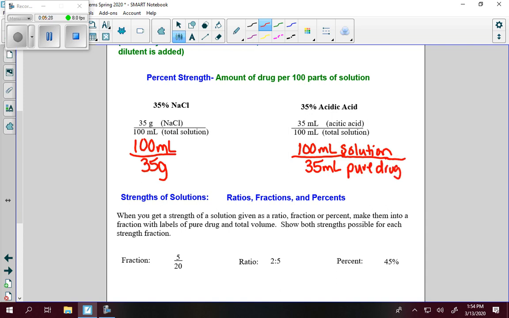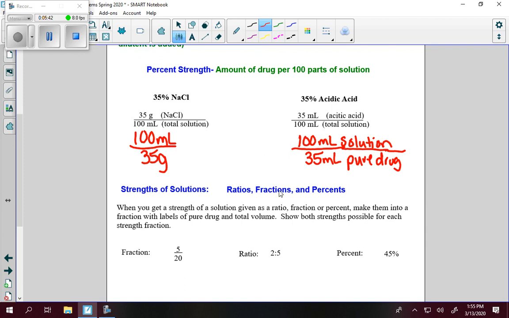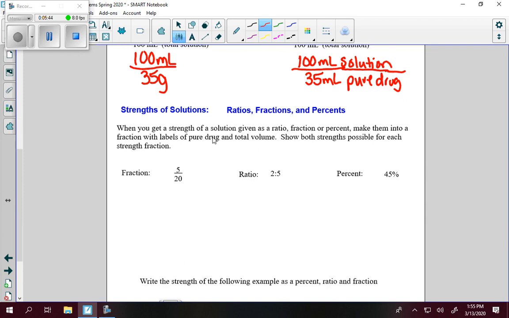And the reason for that is now you won't just eliminate them, because obviously if you have a solution, it's different than the pure drug. But before I wrote the word solution and pure drug, it wasn't obvious to me that they would not cancel, because they just said milliliter and milliliter. So the strengths of solutions can be represented as ratios, fractions, and percents.